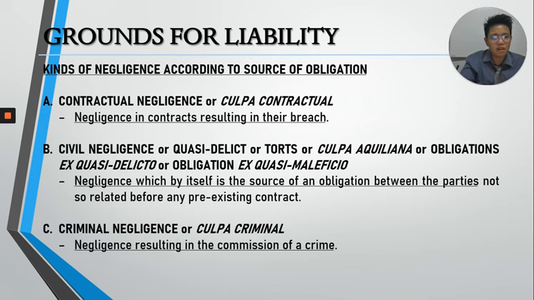Sabihin na natin nabangga siya sa bato, malaking bato. So, merong isang pedestrian na nasagasaan and merong isang passenger na na-injure. So, dalawa yung na-injure niya. So, kung ikaw yung pedestrian, doon na lang tayo sa pedestrian na nasagasaan. Saan ka pwedeng mag-claim? Pwede bang mag-claim ka based on contractual negligence? Pwede bang mag-claim ka based on civil negligence or criminal negligence?